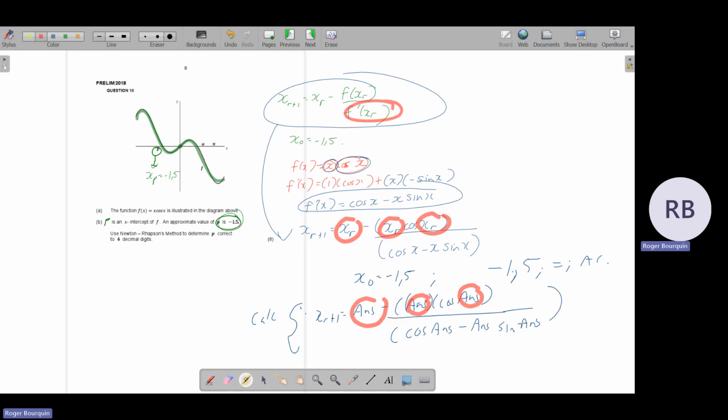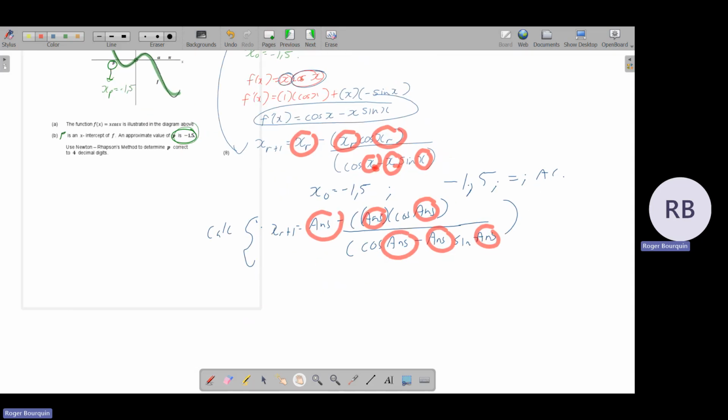So wherever there is an xr, I've replaced every xr with the answer button on your calculator. So it's answer minus answer cos answer over cos answer minus answer sine answer. You don't have to write that answer bit down. They want the answer correct to 4 decimal digits, so write down your iterations.